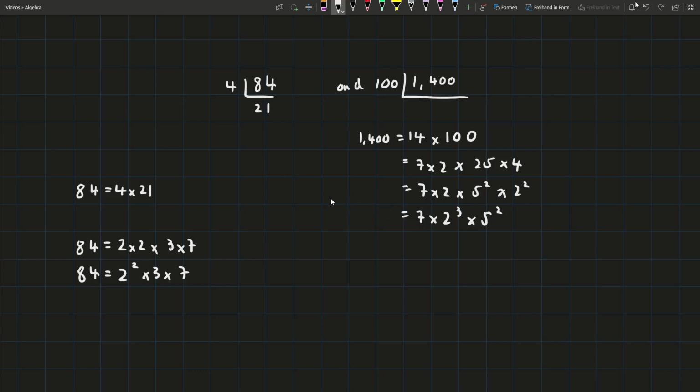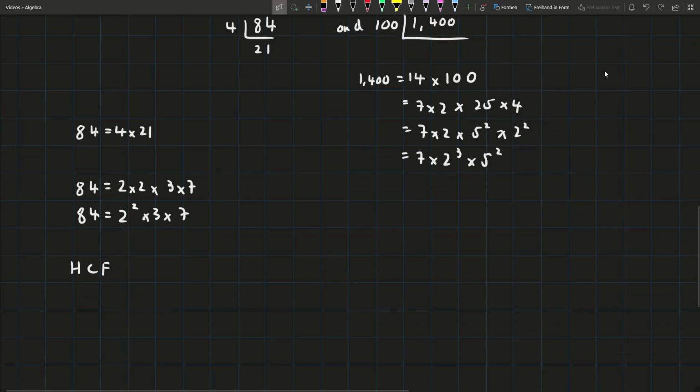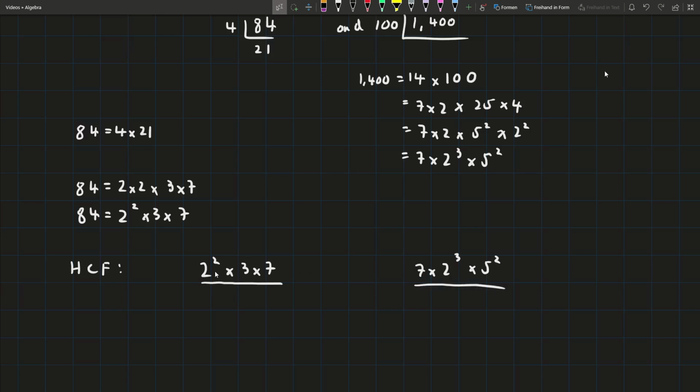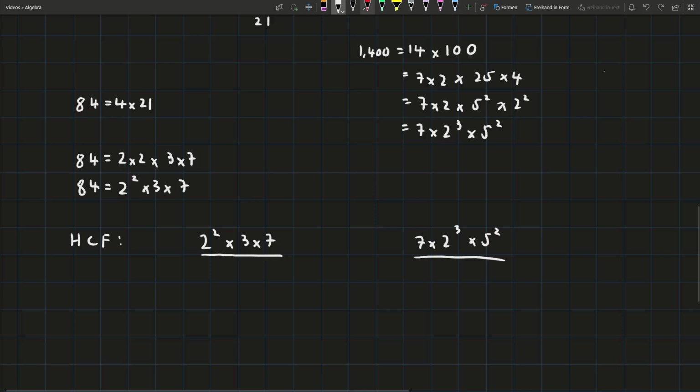Okay, so now we have them both broken up. Now, to find the HCF, we want to find a number that divides into both of those, the biggest number that divides into both. So we need a number that divides into 2 squared times 3 times 7, divided by something. And then we have 7 times 2 cubed times 5 squared over something. Now, in order to make it divide evenly, they both have 2 squared.